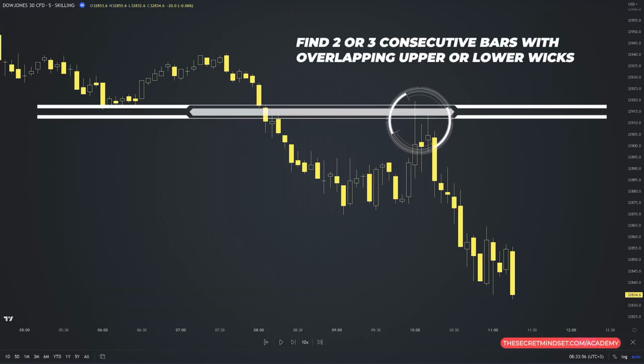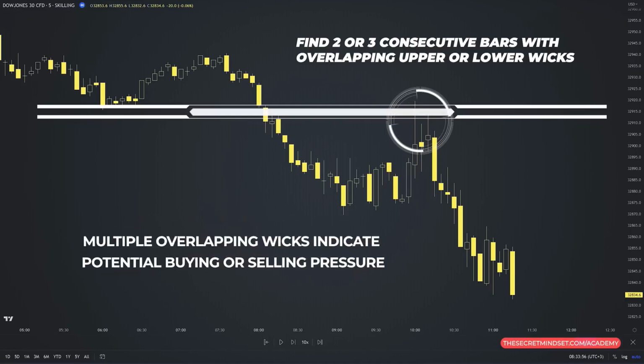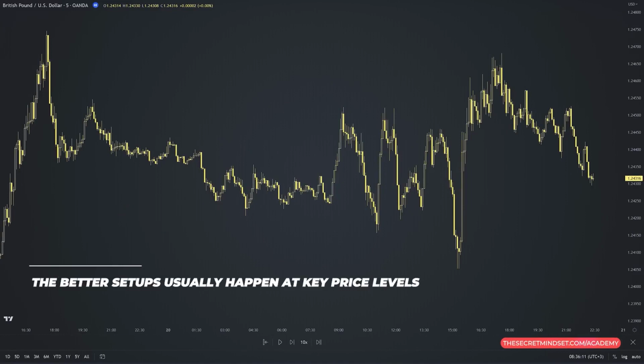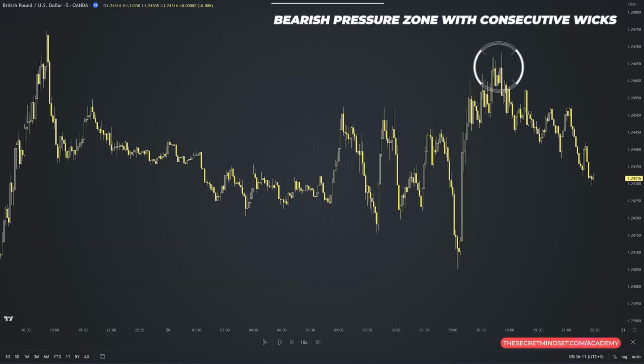So the plan is to find 2 or 3 consecutive bars with overlapping upper or lower wicks. More, even better. Remember, wicks indicate potential buying or selling pressure. When these shadows overlap, they create a price zone that is more likely to display the buying or the selling pressure you anticipate. As usual, instead of scalping all over the place, the better setups usually happen at key price levels.